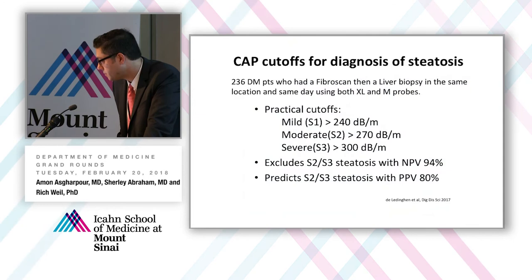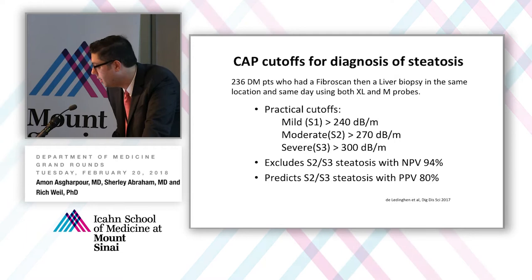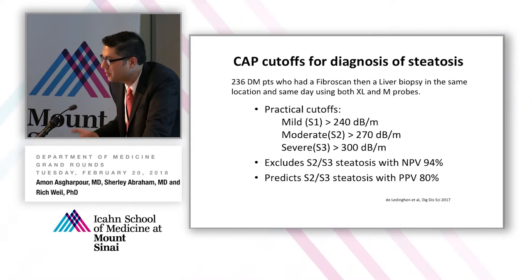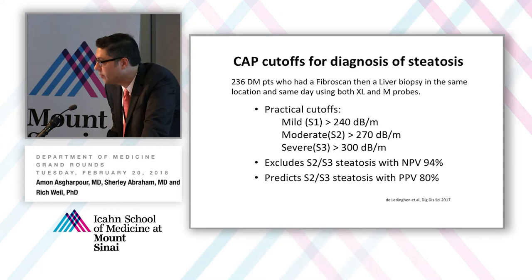And so the cutoffs, so this is to understand this degree of steatosis. This is one of the best studies, and what they did was they grabbed 236 diabetic patients who were scheduled to have a liver biopsy that day. They did the FibroScan, marked the spot, and they did the liver biopsy in the exact same spot. And so they were able to compare the scores to the actual pathology. And so the practical cutoffs of that turned out to be 240 for S1 steatosis, 270 for S2 steatosis, and 300 for S3 steatosis.